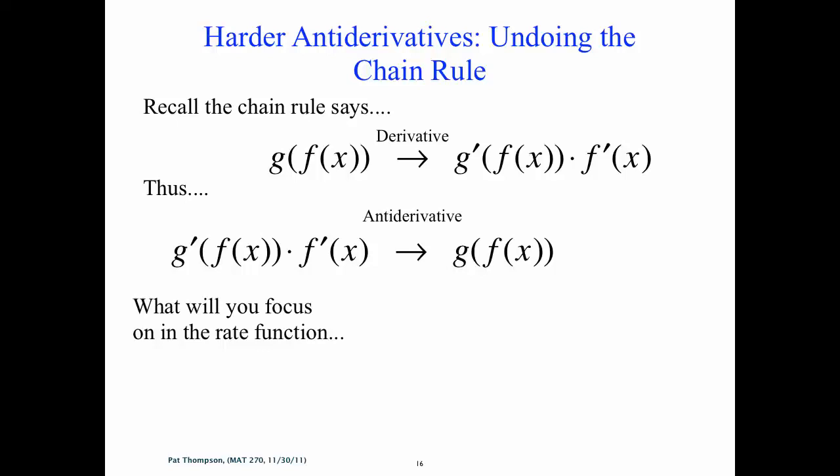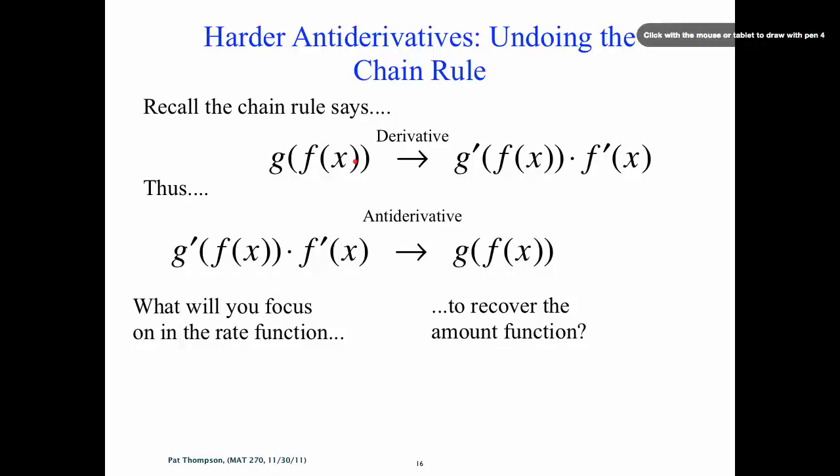So what will you focus on in the rate of change function, our derivative, in order to recover the amount function? Are you going to focus on g prime of f, or on the part that would be like f prime, if we're trying to recover g of f of x? Which one, the first or the second factor? The first. It's almost the same thing, right? Look, it's so close.